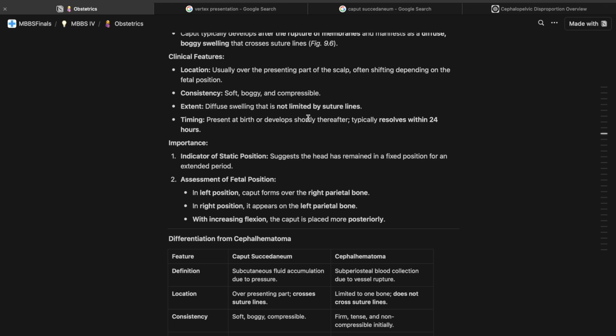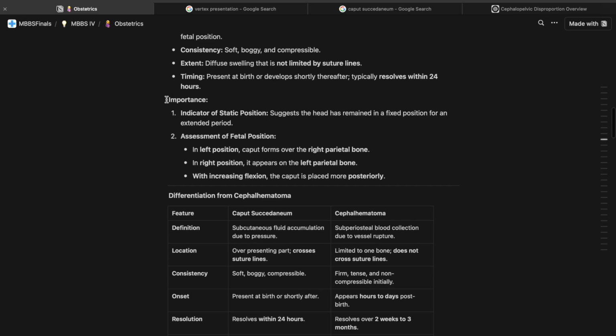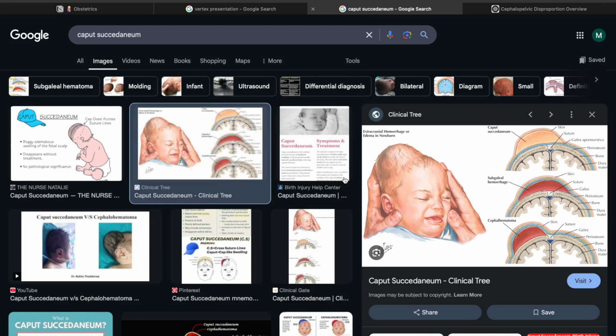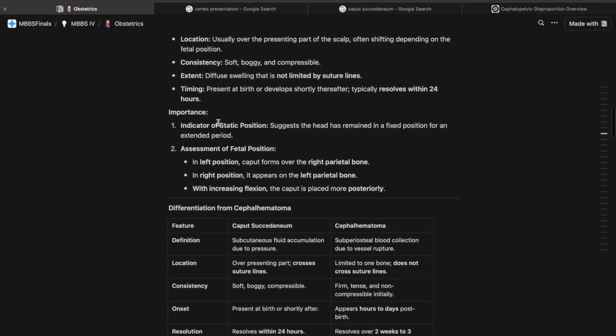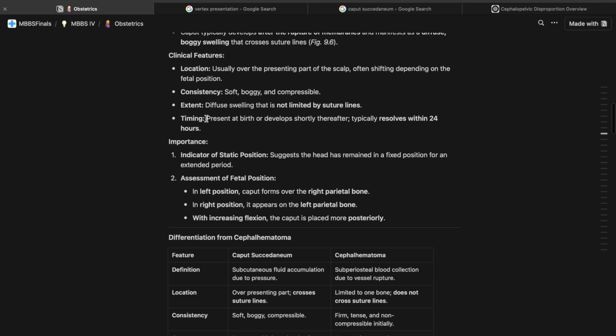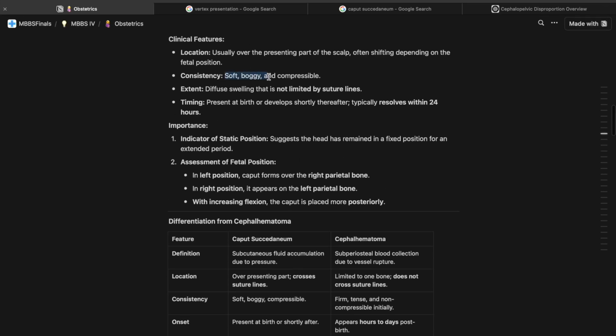Extent: diffuse swelling that is not limited by sutures. Timing: present at birth or develops shortly thereafter, typically resolves within 24 hours. This is quick, maybe because it is important, maybe because it looks really scary. Imagine you look at this without knowledge about it, how would you feel? Probably that has increased its importance. Soft, boggy, compressible: that is the consistency.